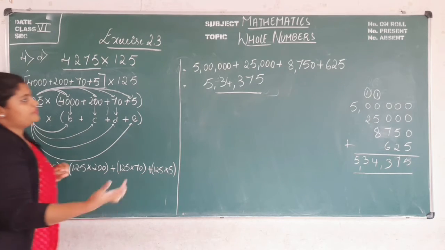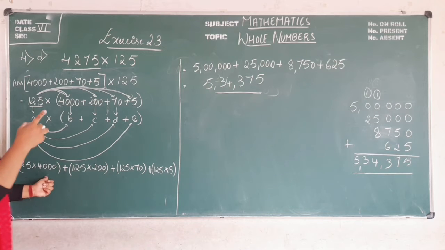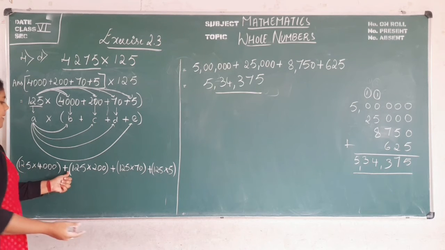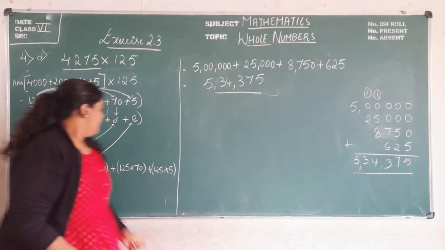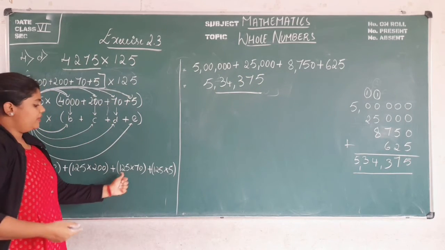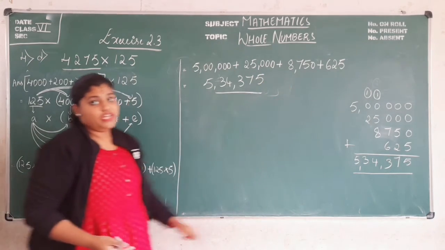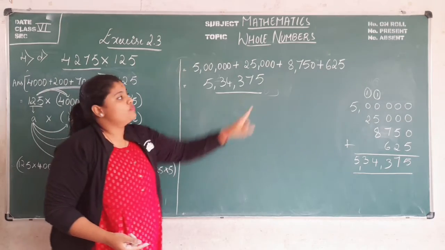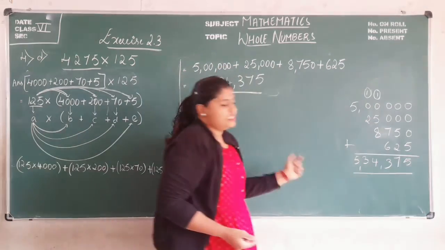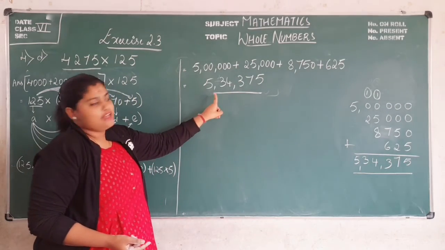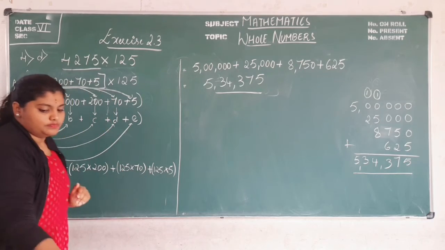What is the next step? Yes, we have solved the bracket. So 125 to 4,000, I got 5 lakhs, plus 125 to 200, I got 25,000. Then plus sign in between, then 125 to 70, I got 8,750. Then plus 125 to 5, I got 625. So when I added all these numbers, I got 5,34,375 as the final value.